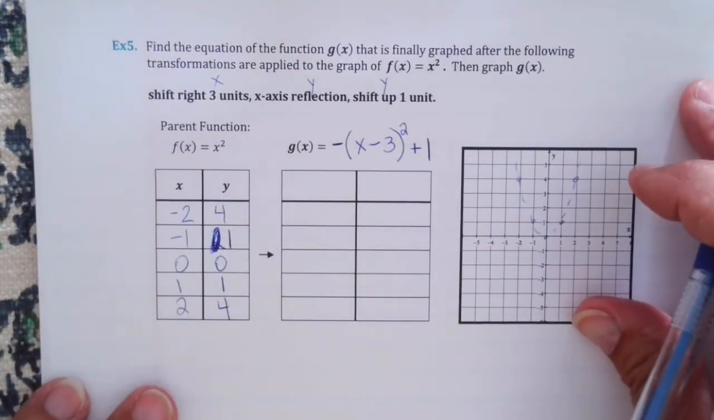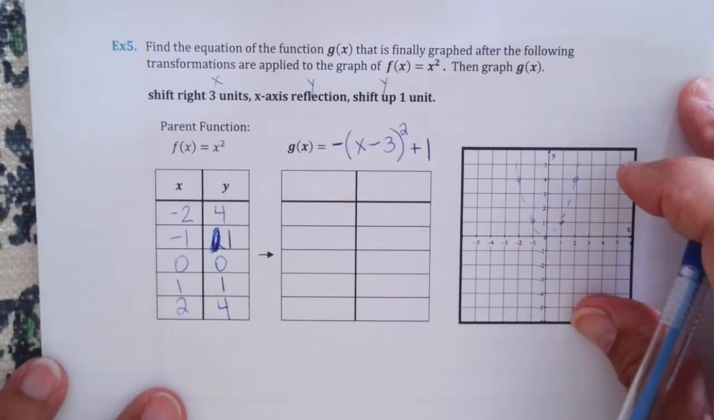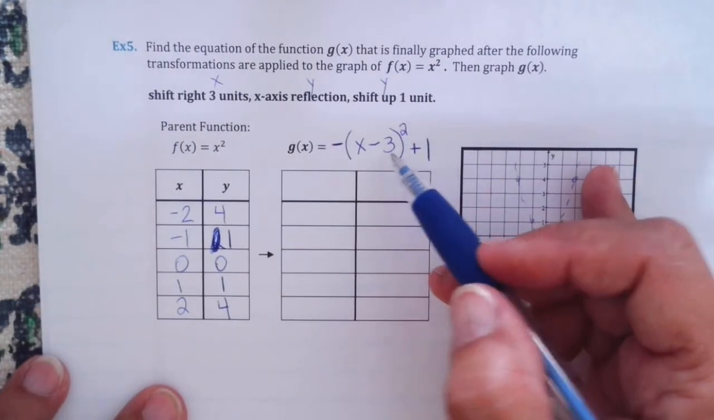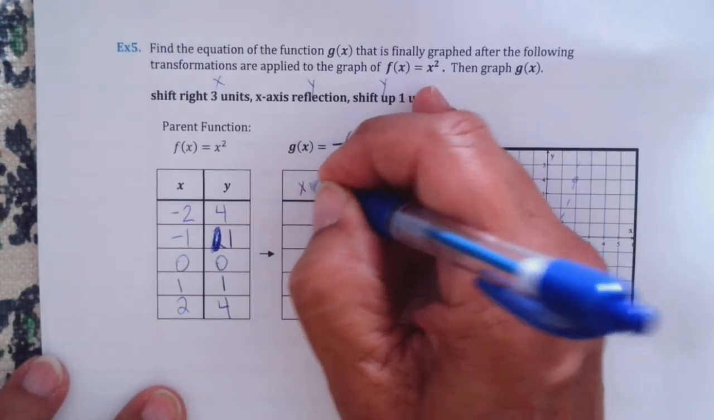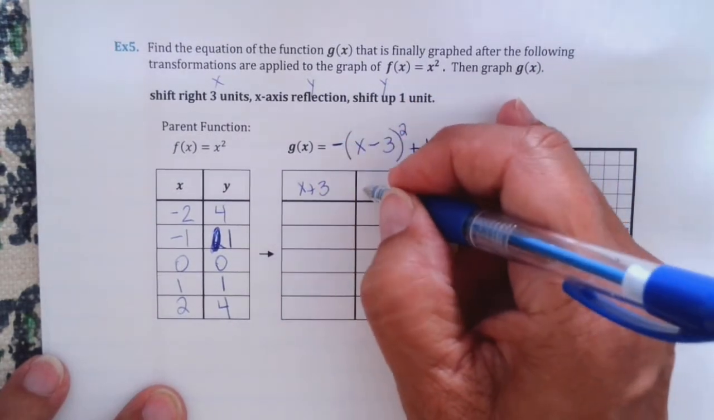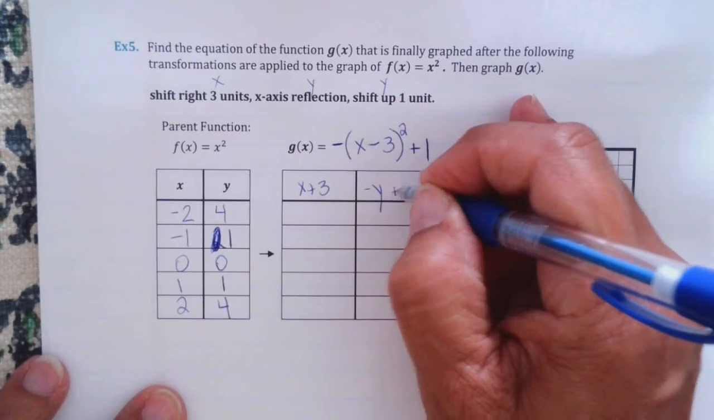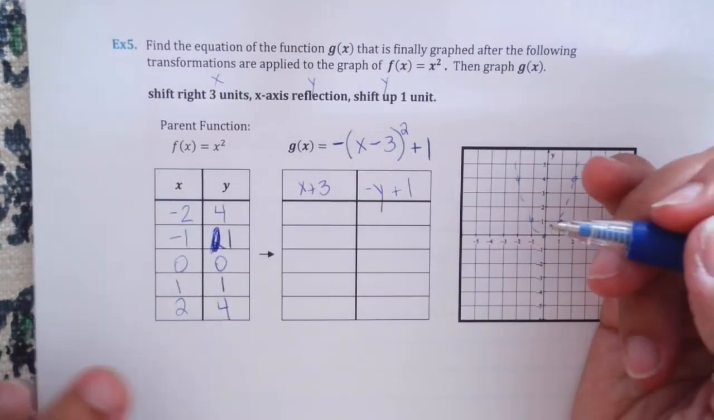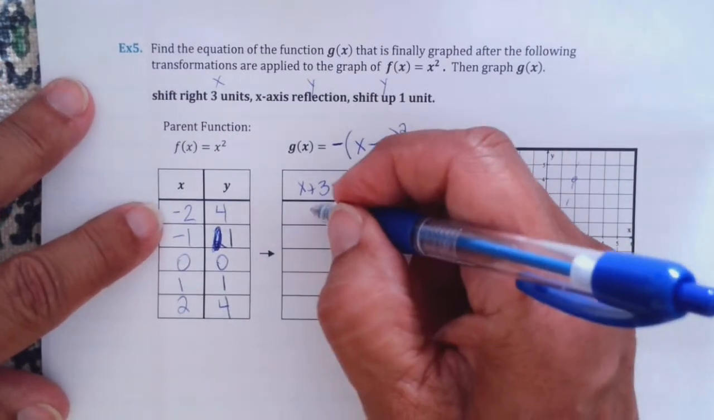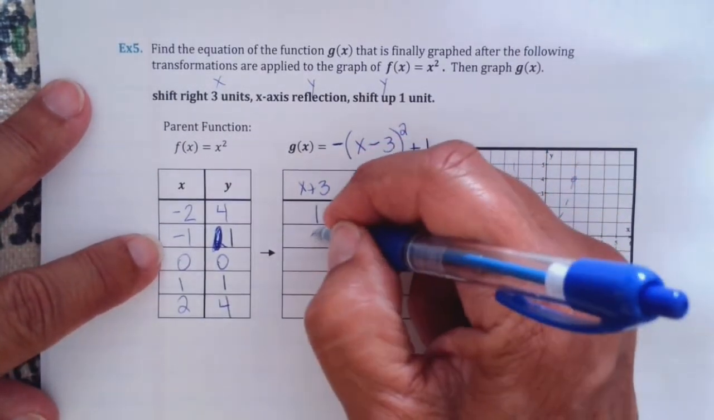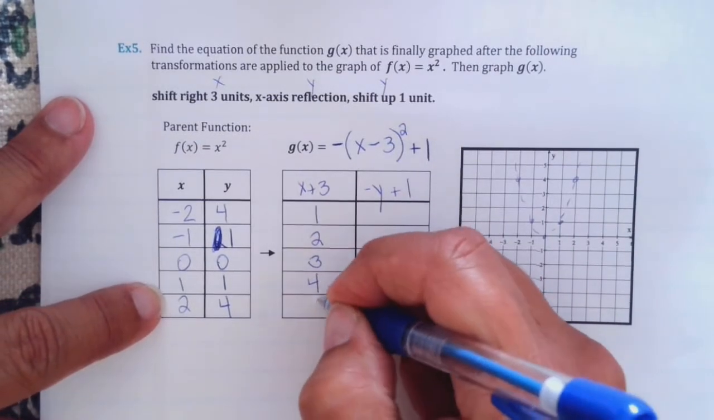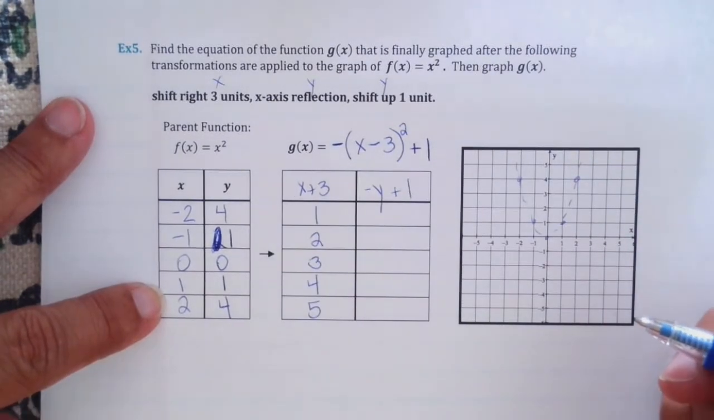Now, we're going to do what happens to x. The only thing that affects x is we're going to go right 3. So we're going to do x plus 3. What's affecting y? We're going to take the opposite, and we're going to go up 1, plus 1. So we're just taking the x values and adding 3 to them. Negative 2 plus 3, negative 1 plus 3, 0 plus 3, 1 plus 3, 2 plus 3. So add 3 to those.